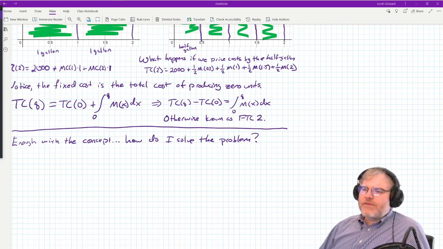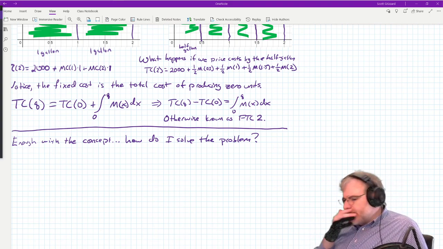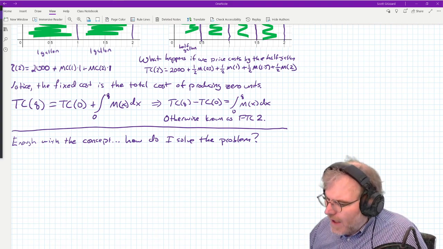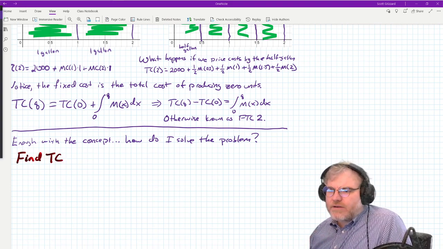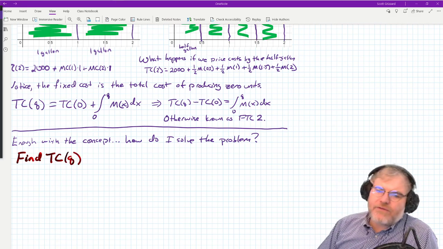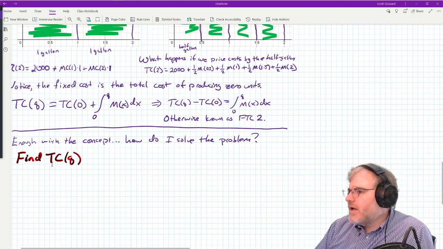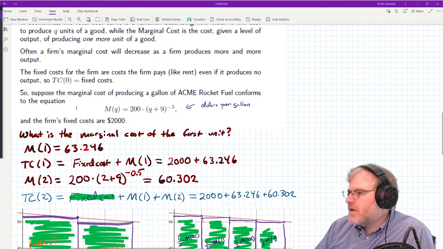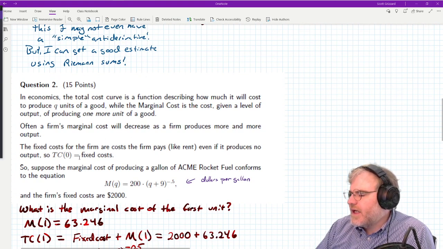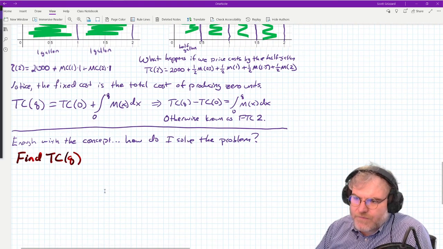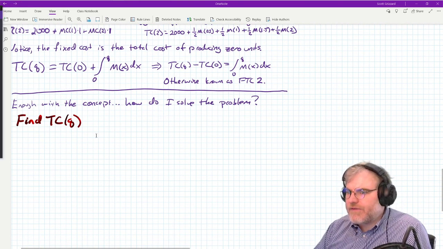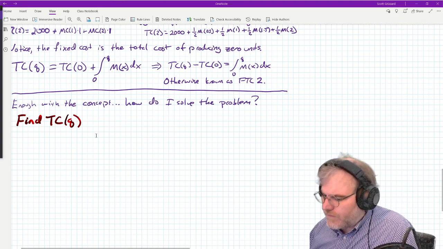All right. So, enough with the concept. How do I solve the problem? How do I find the total cost of Q? Well, I could use the fact that TC of 0 is the fixed cost, which equals 2,000, and simply take an antiderivative of the marginal cost. Or I can use the FTC2 method. I'll leave that one to you to do for homework.